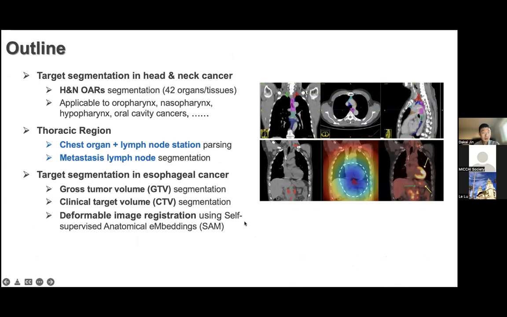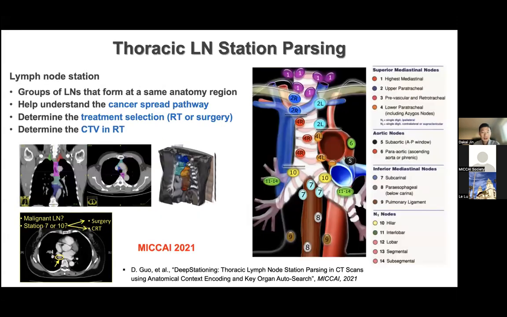Next, let's move to the thoracic region to talk about the chest organ and the lymph node station segmentation first. Then we talk about the lymph node detection and segmentation. Because for the lymph node station segmentation, some of the ideas are similar to the previous head and neck organ risk segmentation.